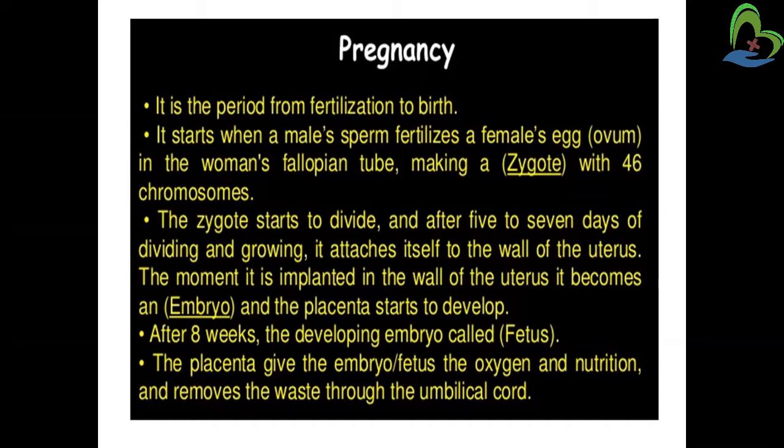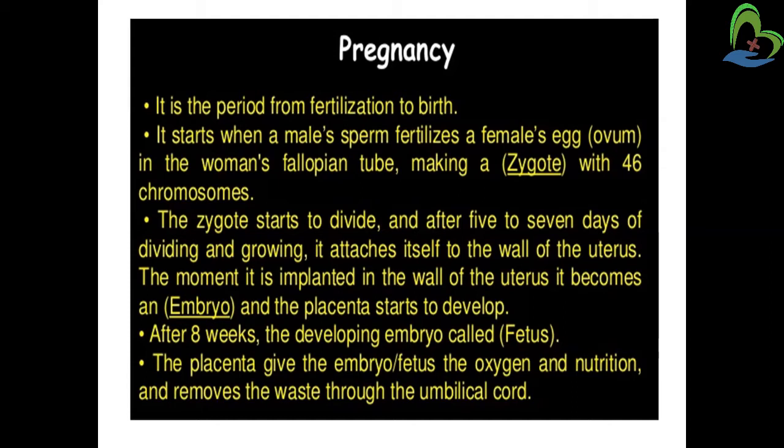It starts when the male sperm fertilizes the female cell, that is the ovum, in the woman's fallopian tube, and that forms a zygote. After the zygote forms, it starts to divide. After 5 to 7 days of dividing and growing, the zygote gets attached to the uterus wall, and that is called implantation of the zygote in the uterus.